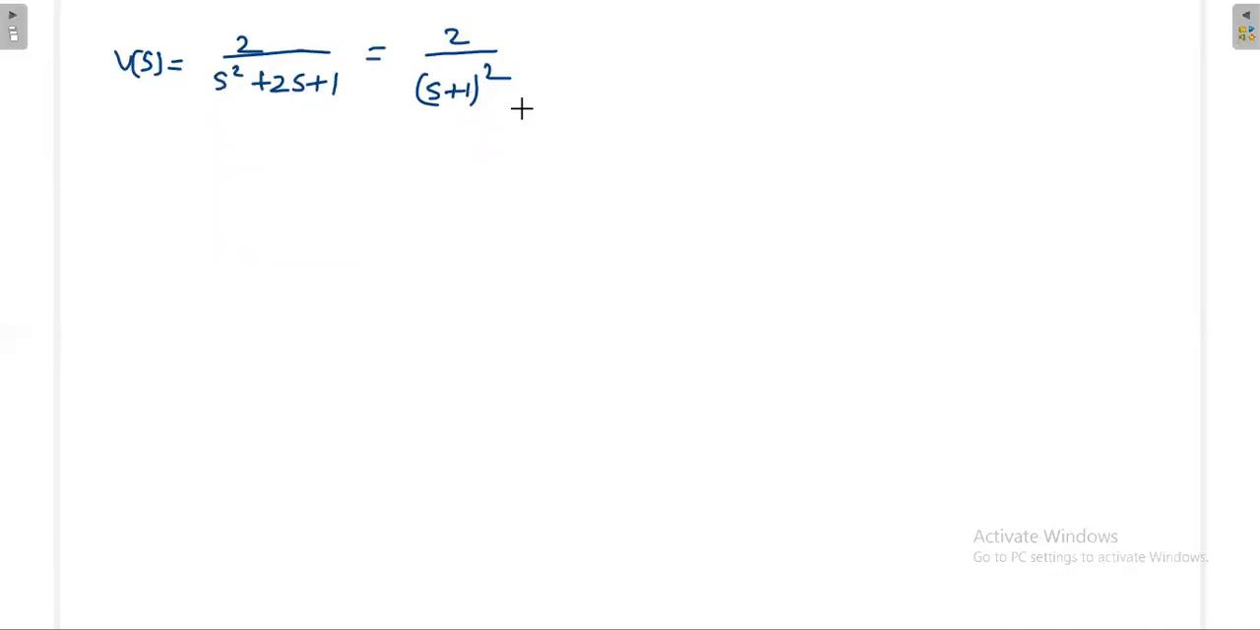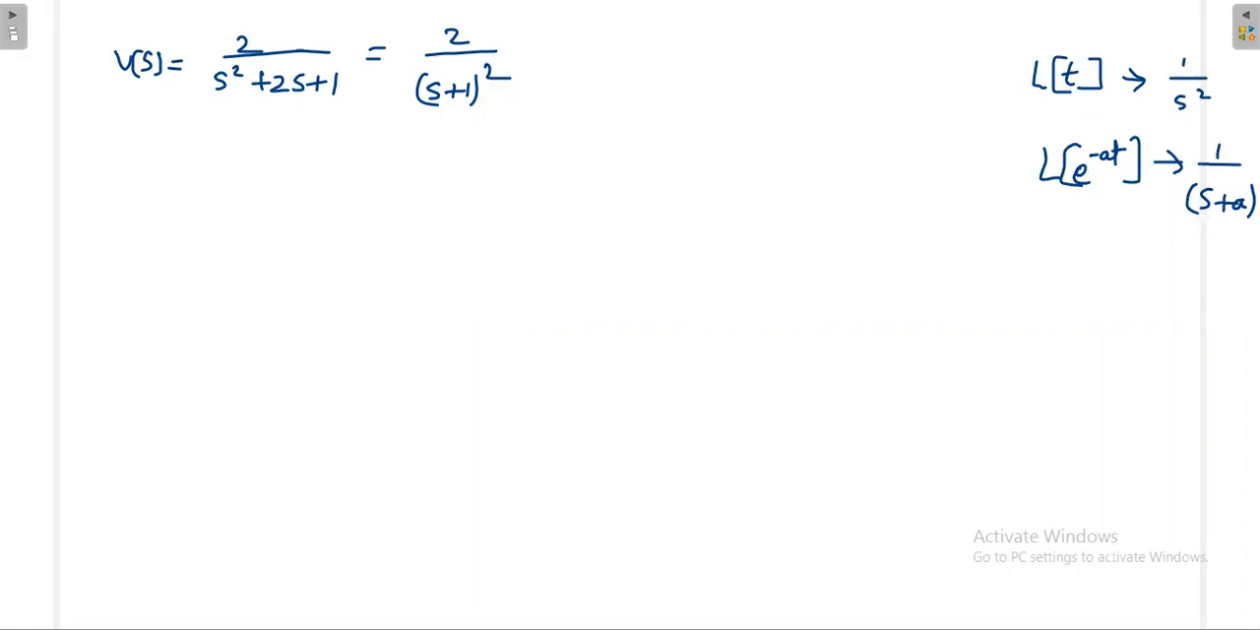Okay, here we have to apply two formulas. One is, say for example, if the Laplace transform of t is there, then we'll write 1 by s square. If the Laplace transform of e power minus at is there, then we'll write 1 by s plus a. But here we are having s plus a whole square. That means again t also will be there, e power minus at also will be there.